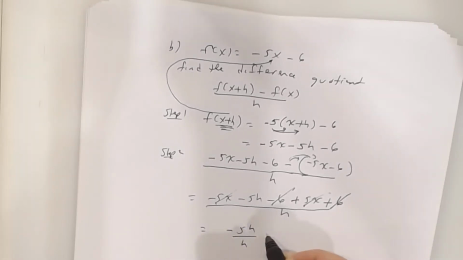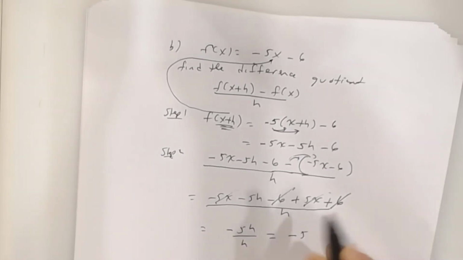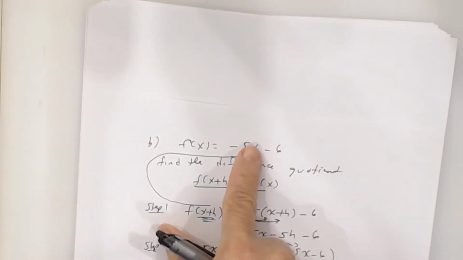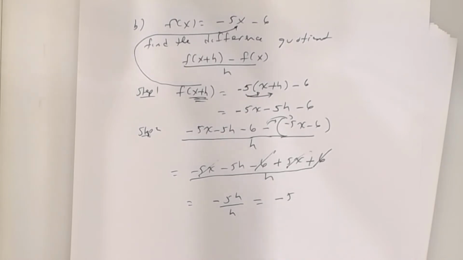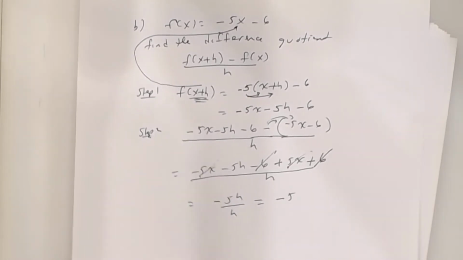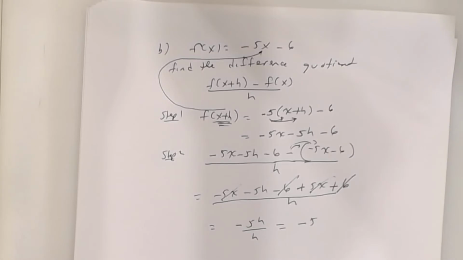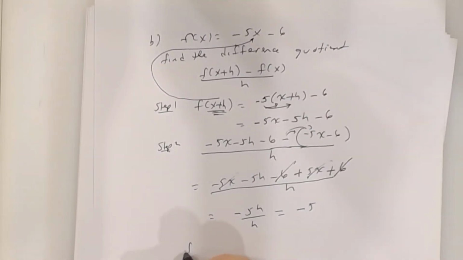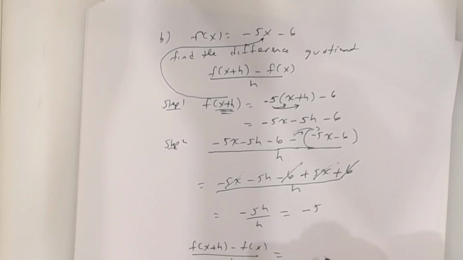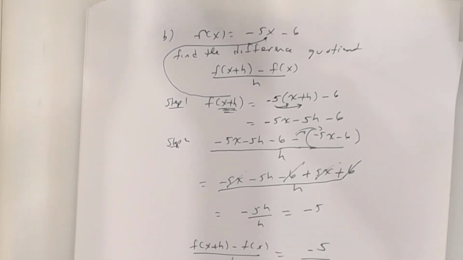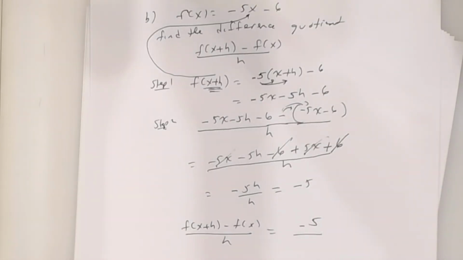Over h, reduce, the h's divide out. What do I get? What is the slope? Negative 5. Would it always be the slope? If only for linear. But the one in your test is not linear. So you're going to say the difference quotient equals what? Negative 5. All right, so that's the linear part. That's the easy kind.